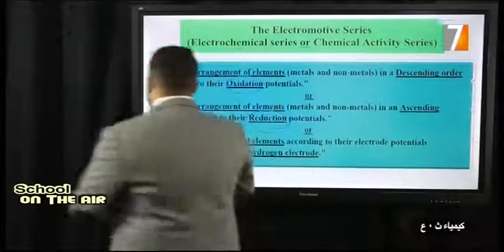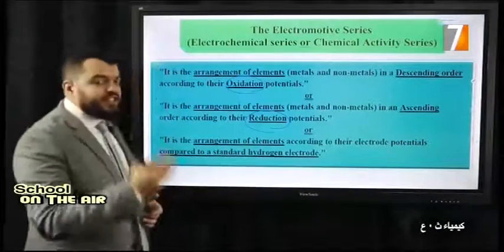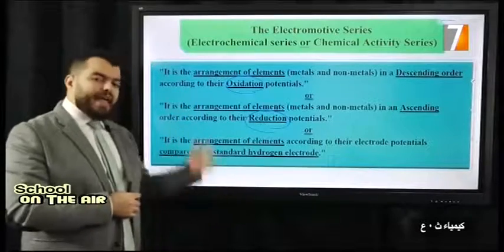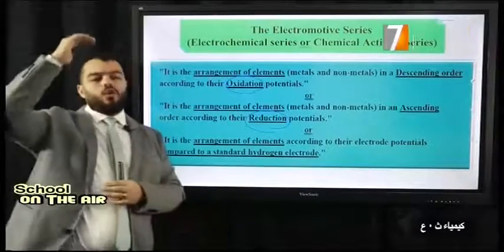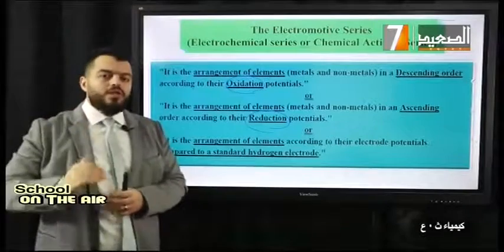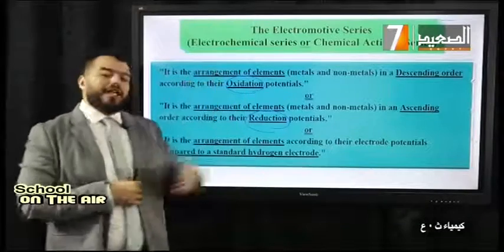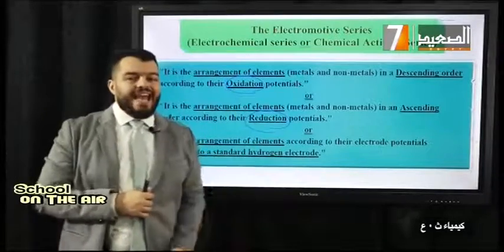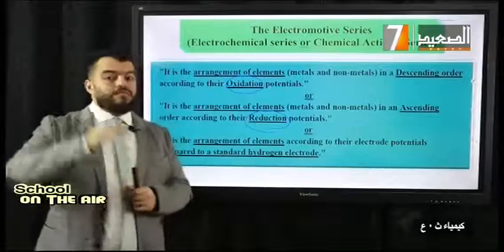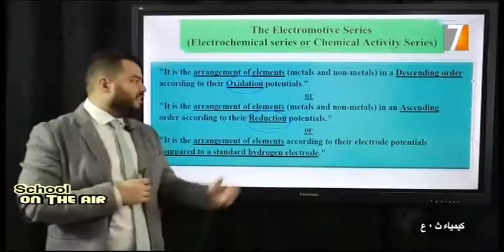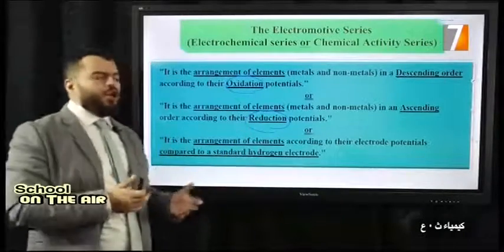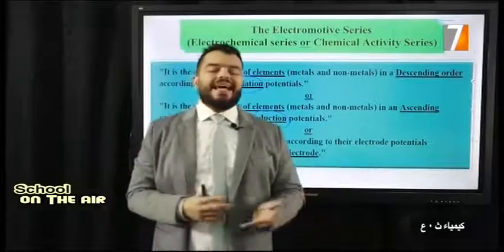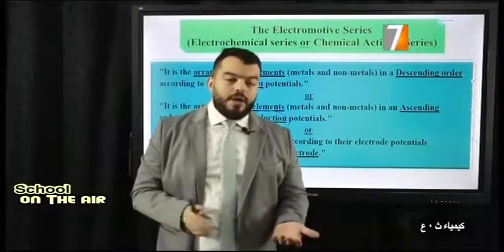Okay, so the arrangement which is called the electromotive series is an arrangement of elements in a descending order from the large to the low in the oxidation potential. Or it is the arrangement of elements in an ascending order from the low to the high in the reduction potential. Or you can name it the arrangement of elements compared to the standard hydrogen electrode.